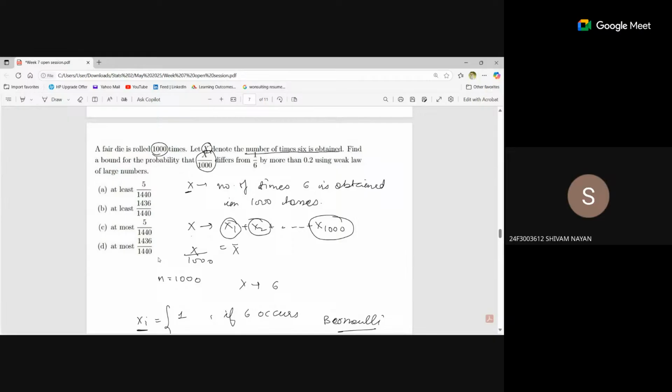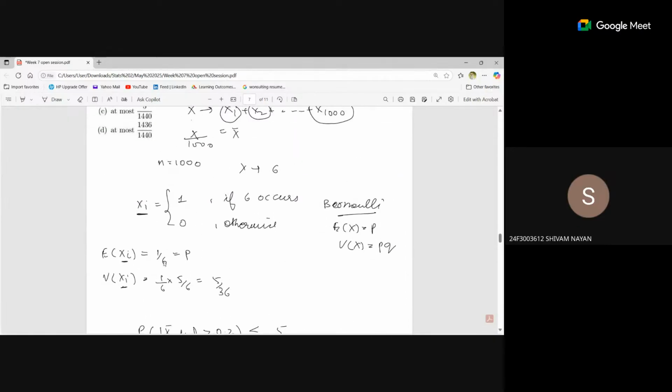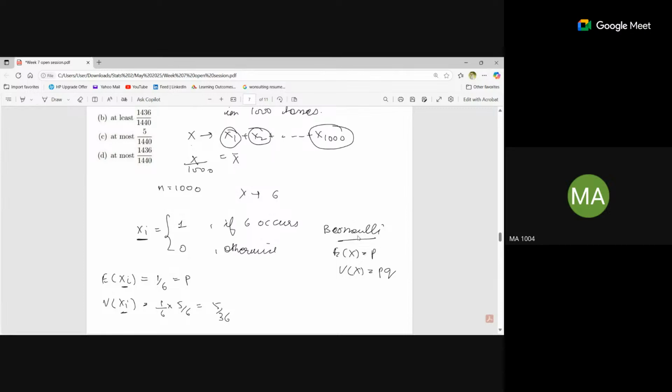Yes, ma'am. How do you find the variance? Okay. For a Bernoulli trial, what is the variance? Formula of variance? For binomial? NP into 1 minus P. That is for binomial, and I'm asking for Bernoulli. N is equal to 1 over there. So basically, it will be P into Q. Okay. So in this question, what is my P? P is 1 by 6 and Q is 5 by 6. So this will be 5 by 36. Fine.